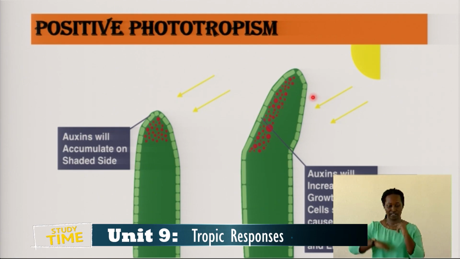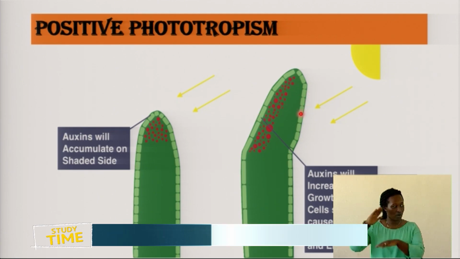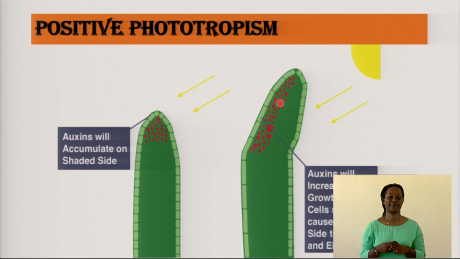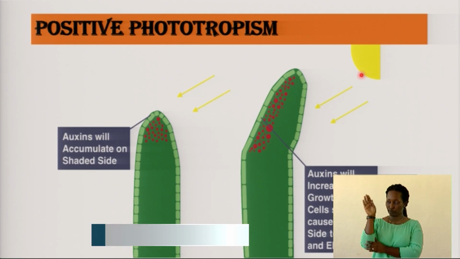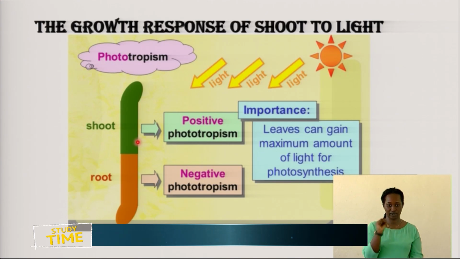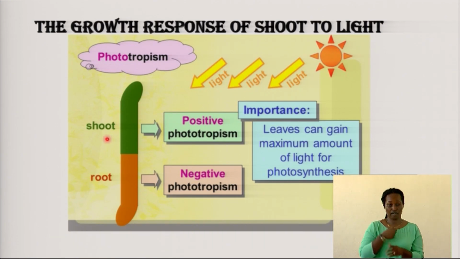than the cells on the side where there is sunlight. So this is what we call phototropism, because this is going to make the plant bend towards light. That is positive phototropism. And then on this diagram, as we have positive phototropism of the shoot, when we say shoot, we mean the upper parts of the plant.